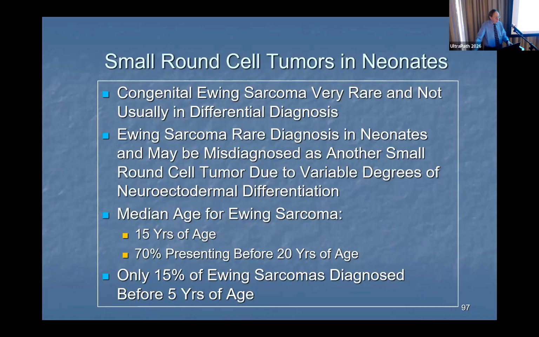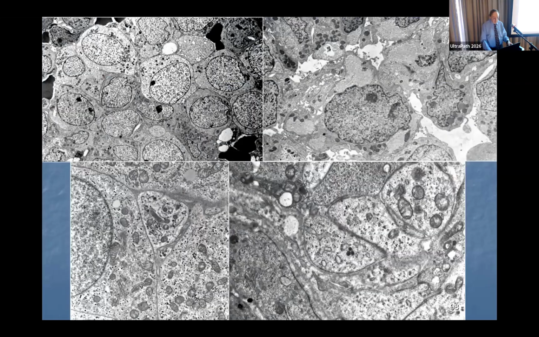It may be misdiagnosed as another small round cell tumor due to variation in neuroectodermal differentiation. And of course, you know that Ewing sarcoma can have synaptophysin, chromogranin, CD56, and several other markers associated with it. The median age for Ewing sarcoma is 15 years, not within this age group this child is in, and the vast majority present before 20 years of age. So this is a very unique and interesting tumor for us to see.